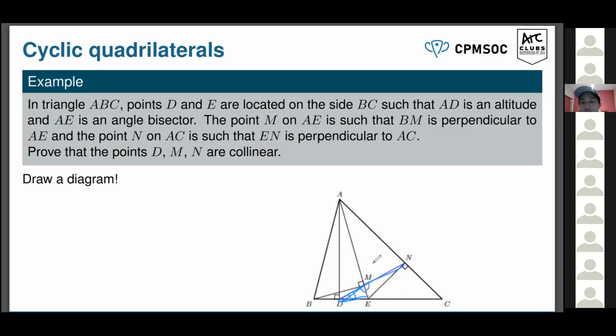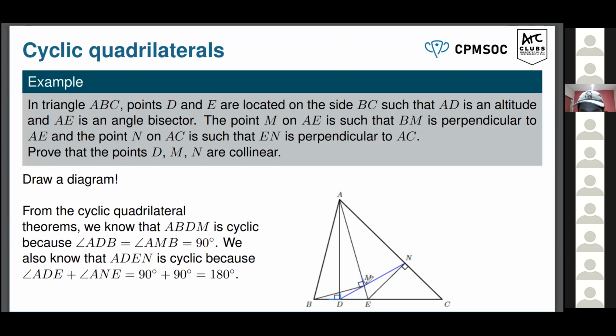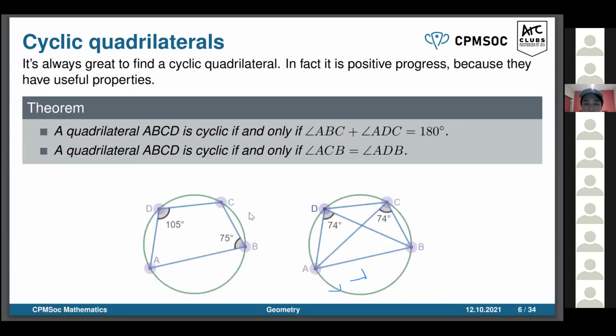And if they are in fact the same, then these 3 points will be collinear on the same line. So we're going to use the second approach in this question, I'm pretty sure. By the cyclic quadrilateral theorem, we know that ABDM is cyclic because angle ADB is equal to angle AMB. So they're both 90 degrees, right? That is the second theorem here.